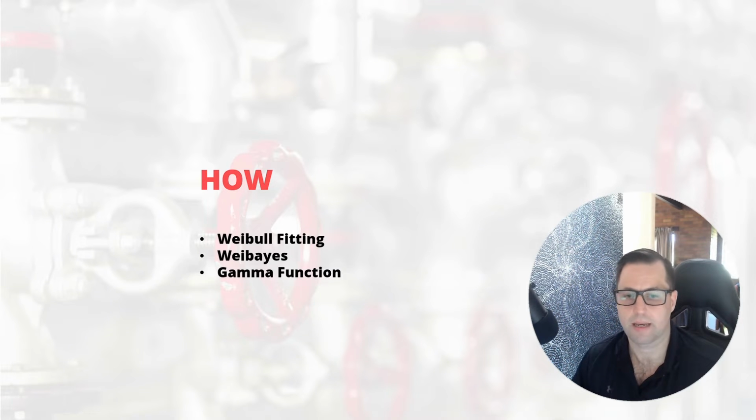And lastly, we're going to have a look at the gamma function, which allows us to take our averages, our mean time to failure, mean time between failure values, and convert them to the correct eta value in a Weibull distribution given a beta that we've chosen.